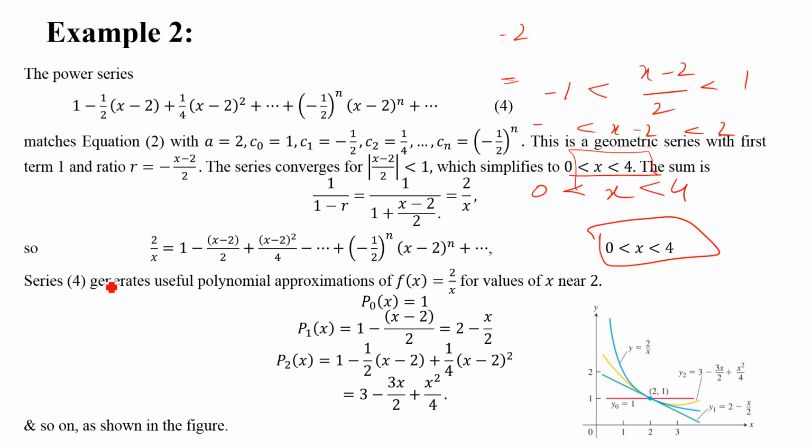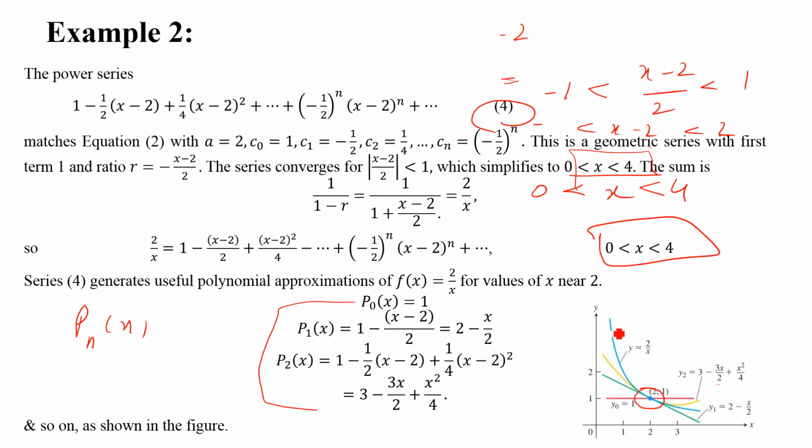Now, this series generates useful polynomial approximations of f(x) = 2/x for values of x near 2. Again, we can check by the partial sums of this series that near 2 the partial sums approximate the function very well. But as we move further from 2, we have to add more terms, or we have to consider a higher value of n while taking the partial sums, right?